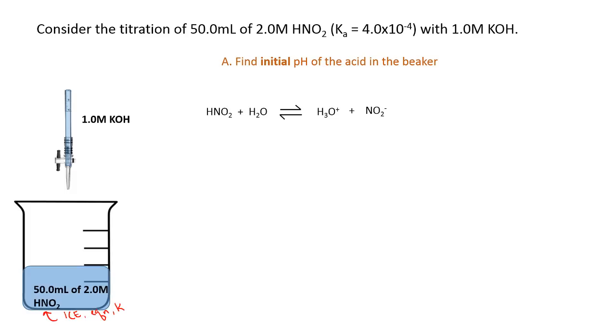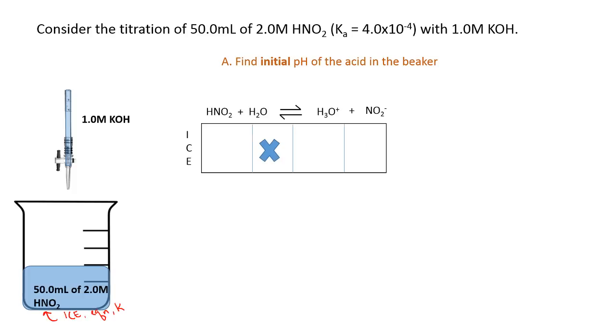So you should feel pretty comfortable writing that governing equation, and you should feel comfortable selecting an ICE chart in order to solve for the pH of the system. We, of course, don't care about water, but we do have to fill in everything else we know about the weak acid. We know that the initial concentration is 2 molar. Remember, molarity can go into an ICE chart because the volume is constant.